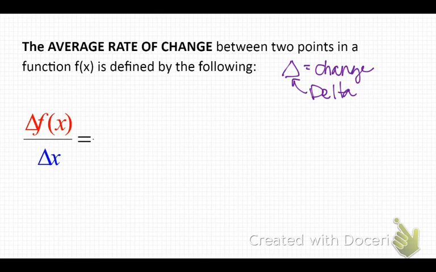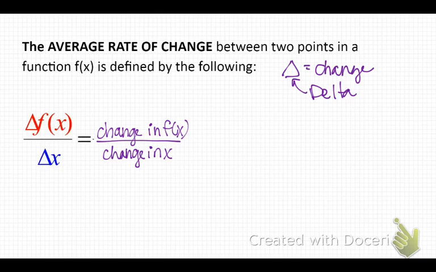So instead of saying delta, if delta means change, how can we rewrite that? Instead of a delta, what are we going to write? Change. So this means change in f of x divided by the change in x, okay? So, before we keep going, we have something called average rate of change.